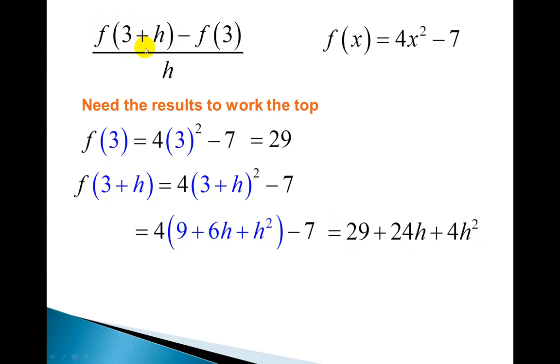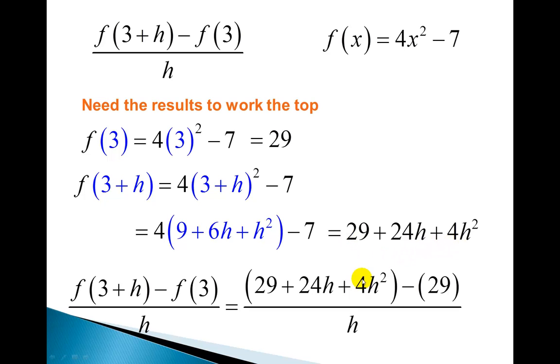So where we see this top left-hand part of the fraction, we're going to replace it with this result of 29 plus 24h plus 4h squared. And that's what we've got going on here. So I'm taking the top left, the f of 3, and putting in the result of 29. And now we just got to work the top here.